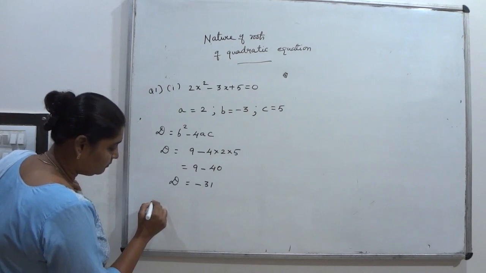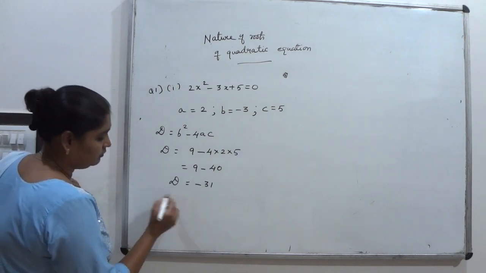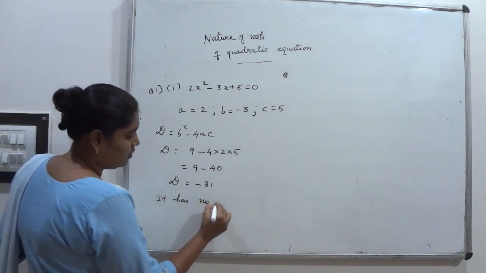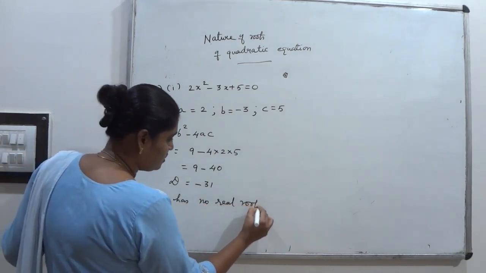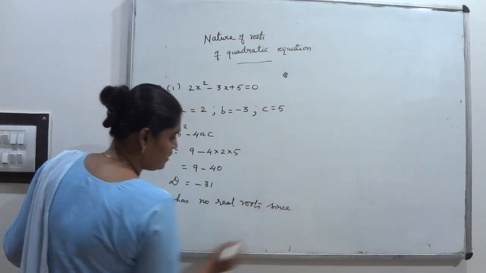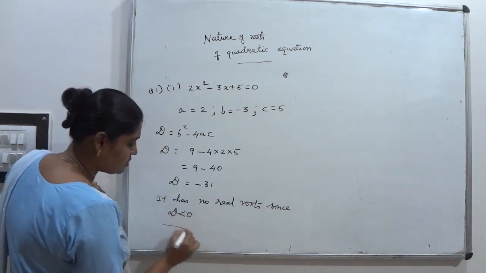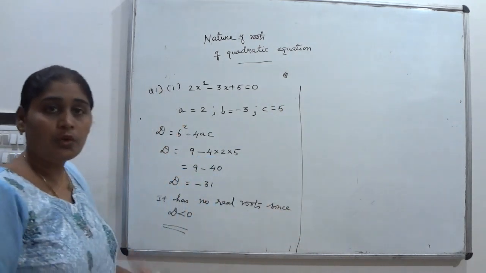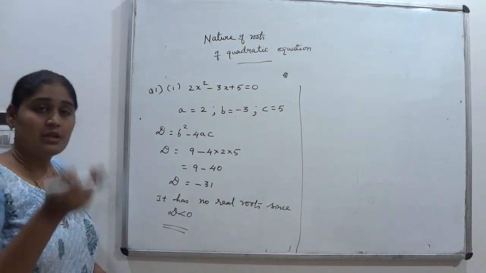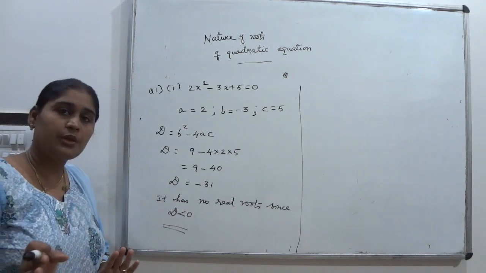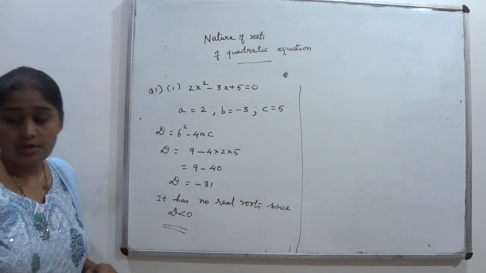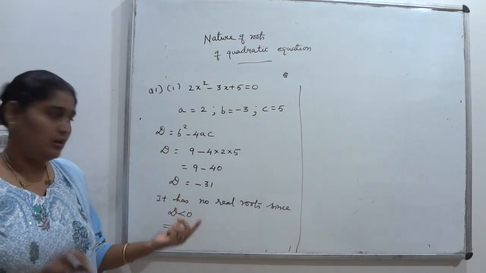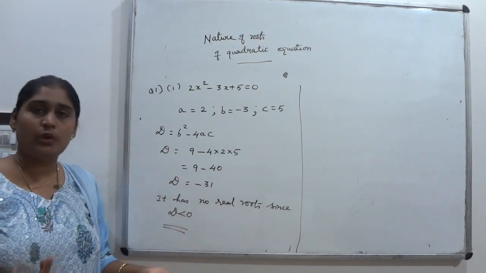So write it here. It has no real roots since capital D is less than 0. If it is greater than 0, then it has two distinct real roots. Less than 0, no real roots. Equal to 0, it has two equal real roots. Only if this equation has real roots do I have to find them. Here it is less than 0, that's why it has no real roots.